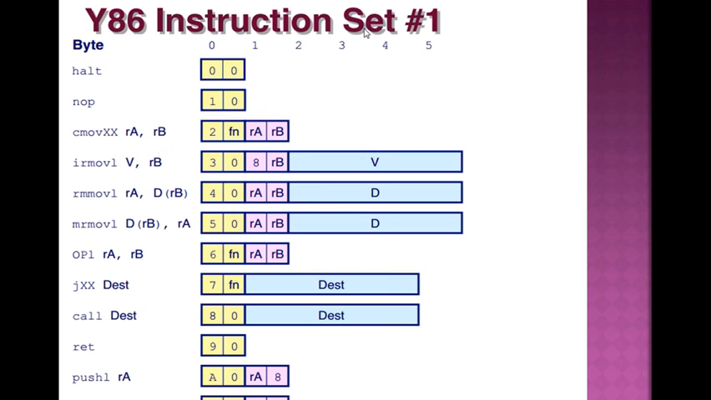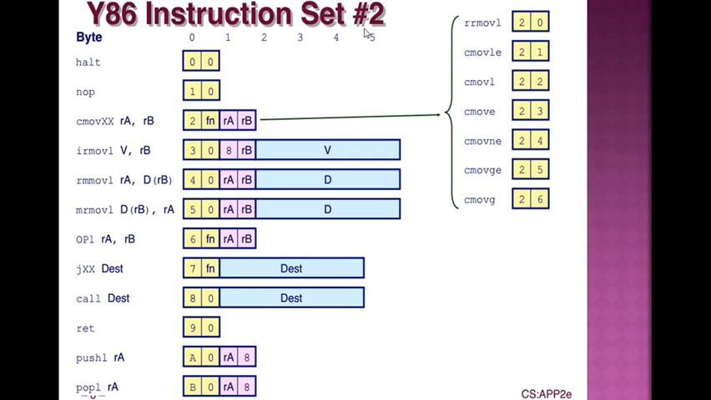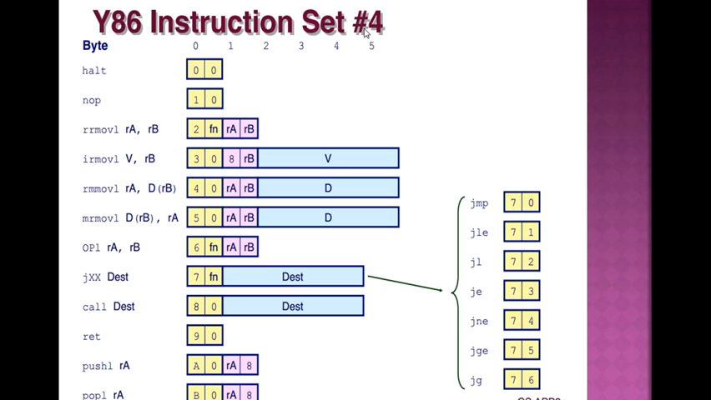Then we also talked about the instruction sets like halt, NOP, CMove, IRMove, RMMove, MRMove, OP1 that is operation, JXX, call, return, push 1, pop 1. Then the Y86 instruction format contains 1 to 6 bytes of information that is read from memory. Then these are the set 2, that is halt, NOP, call, JXX, RET. Then this is the set 3.